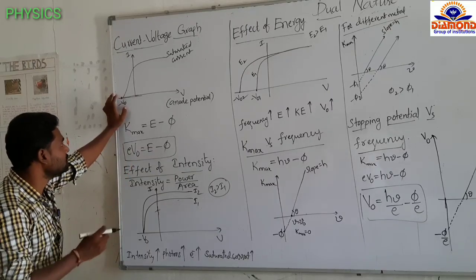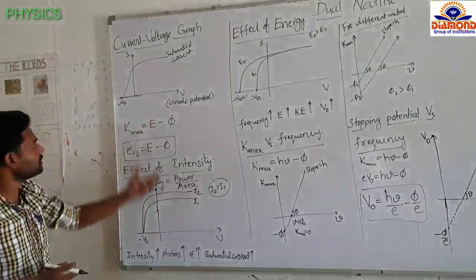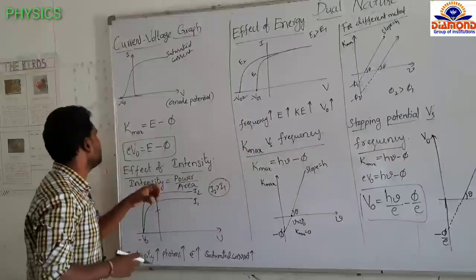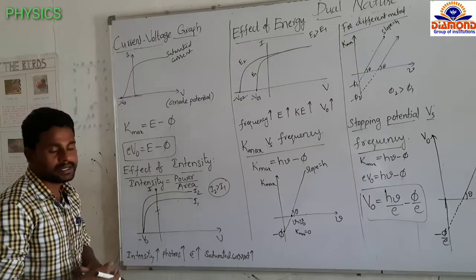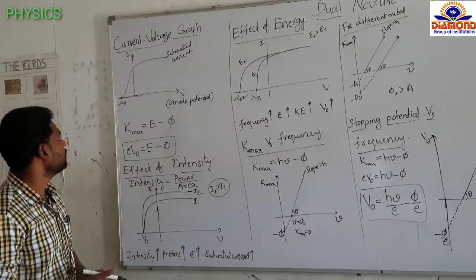At one particular potential, electrons should not reach the anode. At what potential does the motion of the electrons stop? That potential is called the stopping potential. That means the stopping potential is equal to the kinetic energy of the electrons, that means they are not getting any motion.